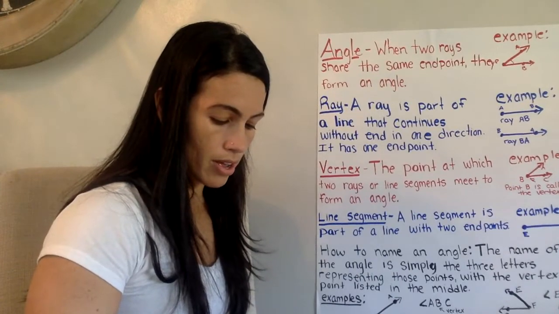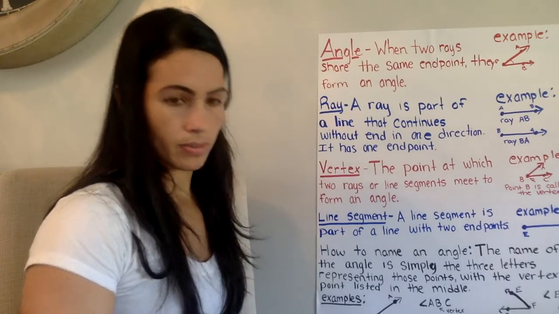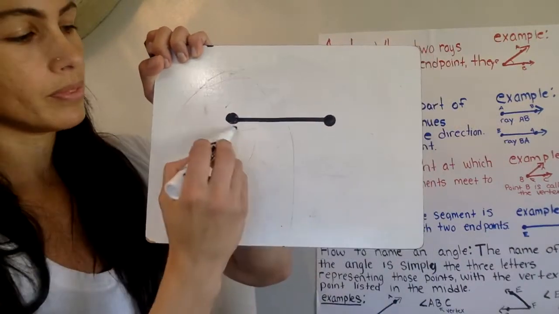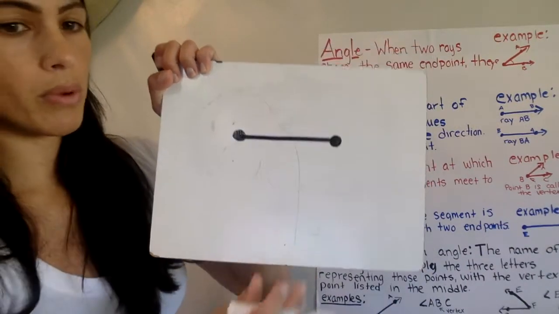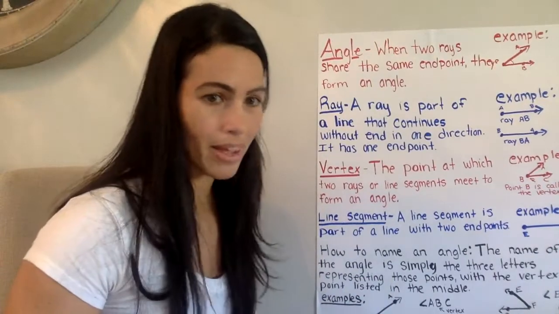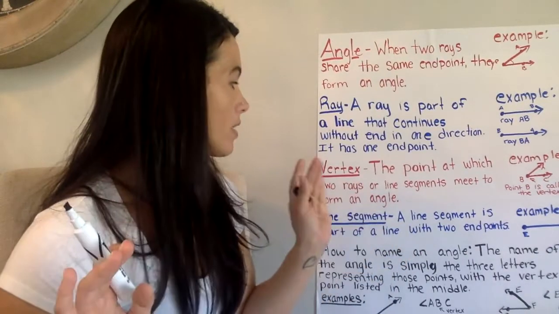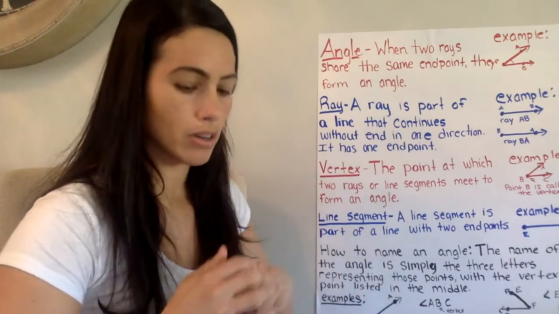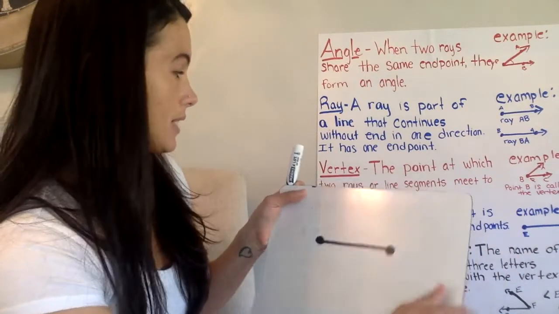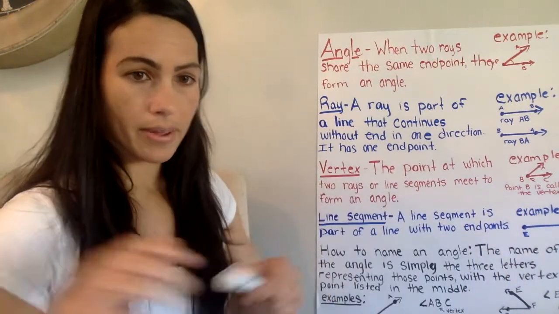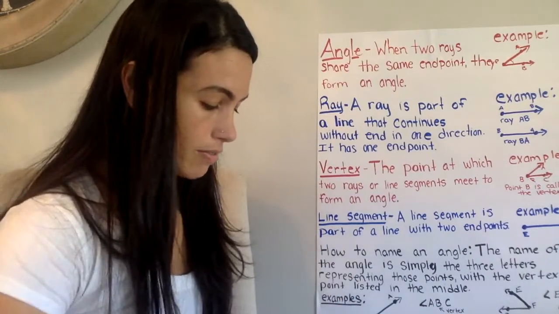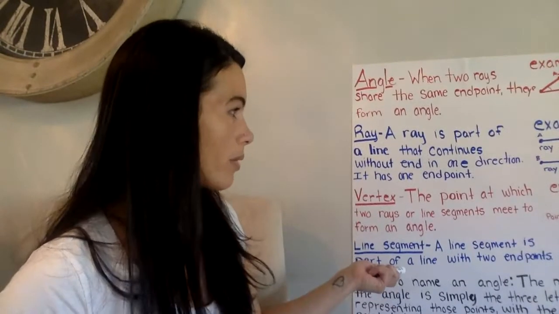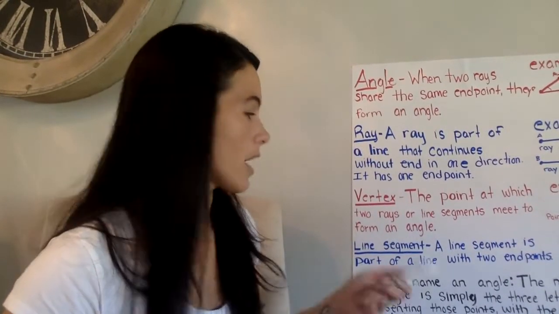I'm going to draw it. So see how there's an endpoint? Doesn't continue on this way or this way. So a line segment, remember that, has two endpoints. So it doesn't continue, like it can't go any further past here. Okay? So that is the first part of today's lesson, understanding these vocabulary words, which I'm going to ask you about on your assignment.